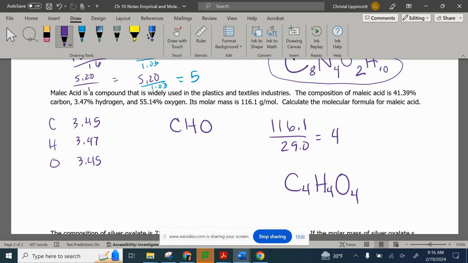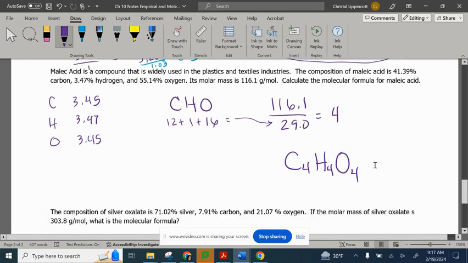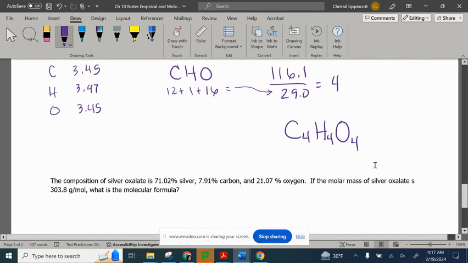Wait, what did you get 29 from? It's the molecular mass, so 12 plus 1 plus 16 equals 29. Make sense? Yeah, I just added raw. 71.02.